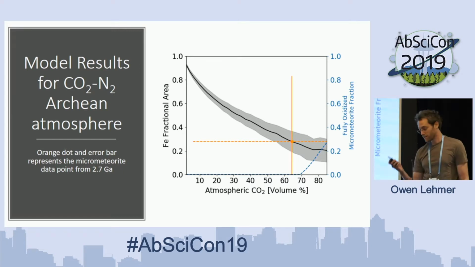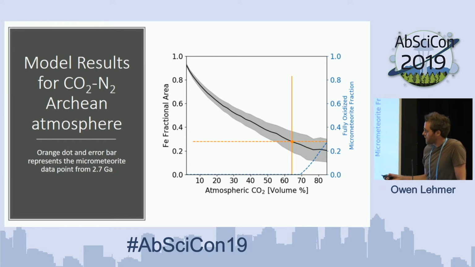And this is pretty exciting, right? Because you could go out and find a couple of micrometeorites, you section them, and you measure that Fe fractional area in your sectioned micrometeorites, you find the mean, and then you basically just come over to the line, and you can drop down and back out the CO2 concentration of the atmosphere at that time. And that's exactly what we did with the 2.7 billion-year-old micrometeorites, which is shown by this orange dot here. You come down, right? We just went over, and so you find, it's about 64% CO2.